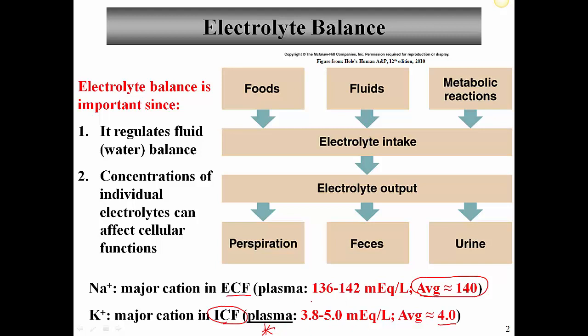Now, its concentration inside cells is about 130 to 140 or so milliequivalents per liter, but that would be difficult for us to measure. So it's more important that you know the plasma concentration of potassium, which is on average about 4 milliequivalents per liter. Okay? So we see that the concentrations of these two ions, sodium and potassium, as we've talked about several times, are kind of flip-flopped. High concentration of sodium outside cells, low concentration of potassium outside cells. Inside cells, it's reversed. Low concentration of sodium, high concentration of potassium.